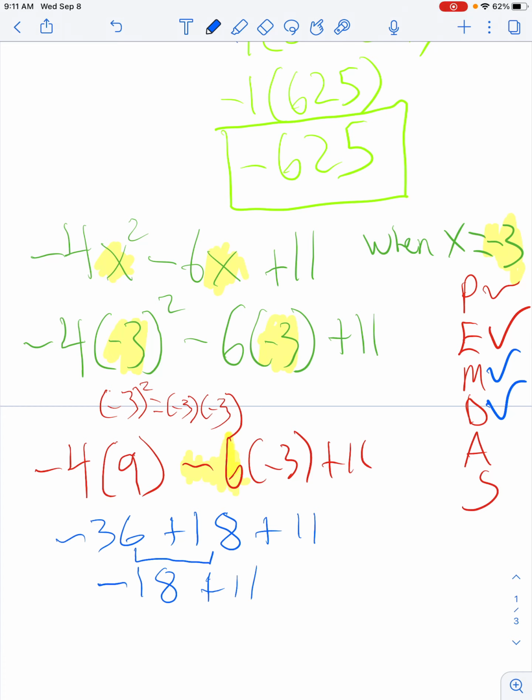Again, don't do too much at once. -18 plus positive 11. I owe someone $18. Now I give them 11 more. I still owe them $7, so -7. I like to think about negative numbers as money, but there are lots of ways to think about it. You can also look at the absolute value. You can say, hey, -36 is further away from 0 than positive 18 is. Therefore, I know that my answer is going to be negative.